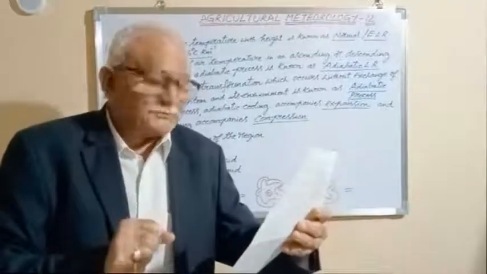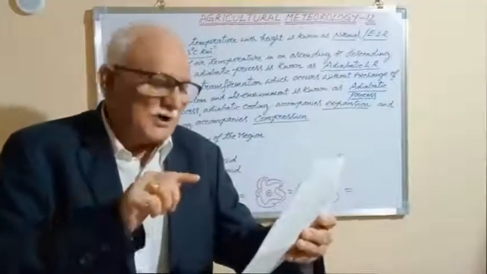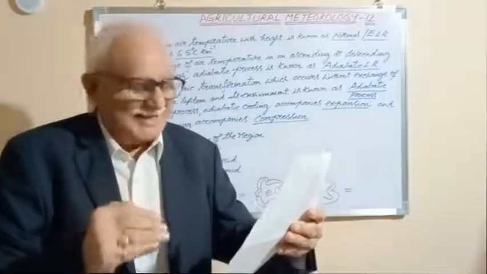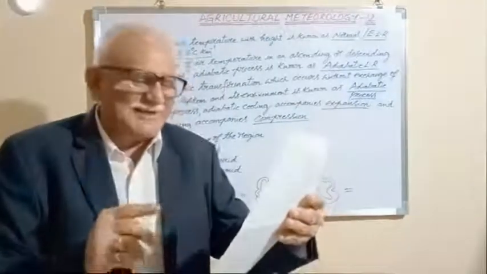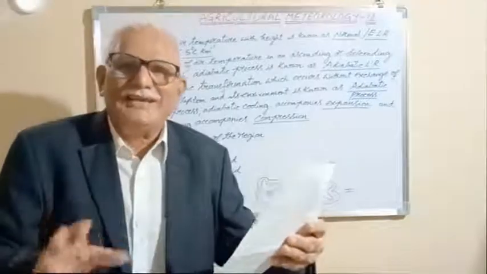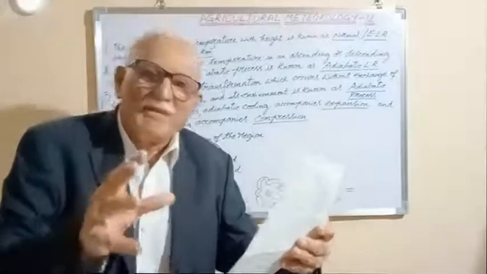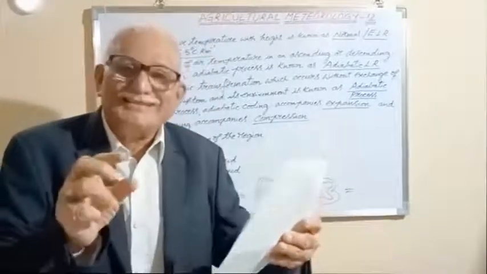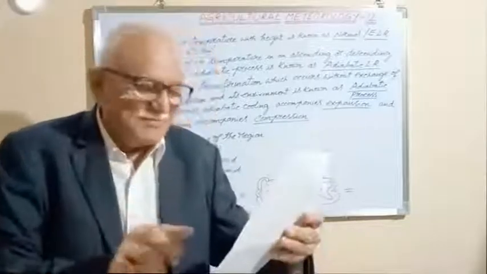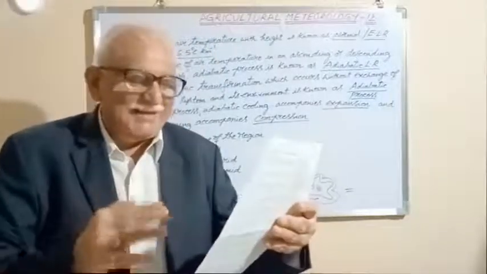Mesoclimate: horizontal 1 to 100 kilometers, vertical scale 1 to 10 kilometers, and time scale 1 to 10 hours. As far as the microclimate is concerned, less than 100 meters horizontal, 200 meters height, and time scale is 6 to 12 hours.